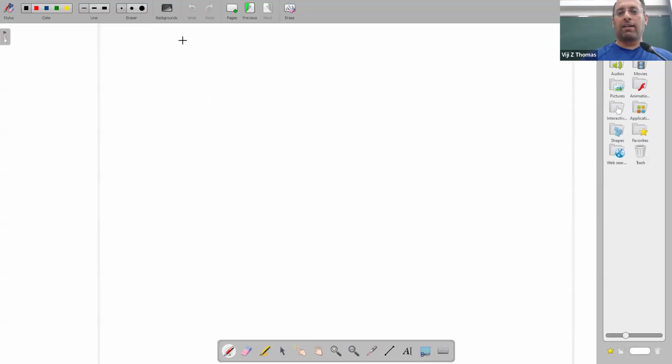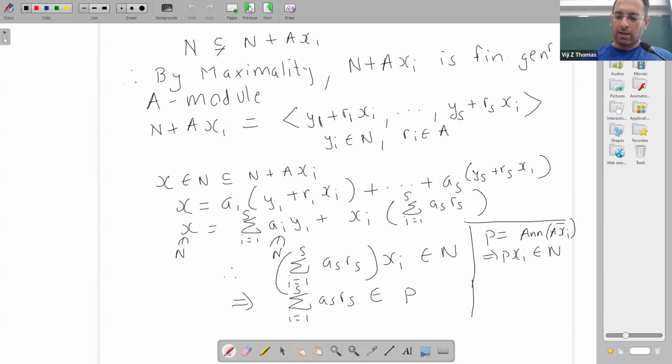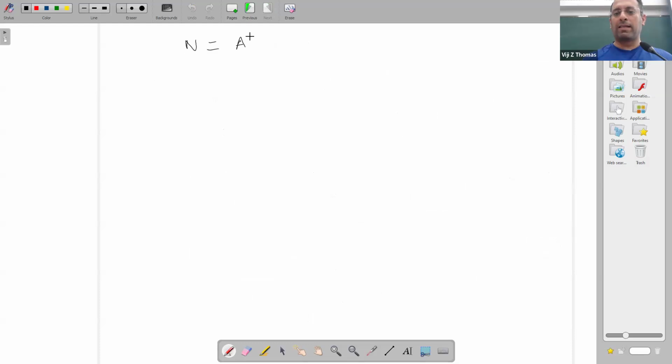So every element n was written as a_i y_i, where a_i is in A. So we have basically written it as A y1 plus dot dot dot plus A ys plus P xi. This is what we have done. This is the equality we have proved. The right hand side is contained in the left, which is clear because each y_i belongs there and P xi is in n. So that is in n, and n is contained here also. That is the calculation we did.